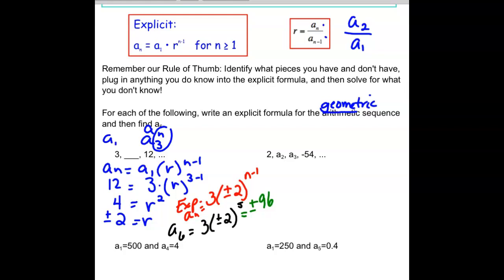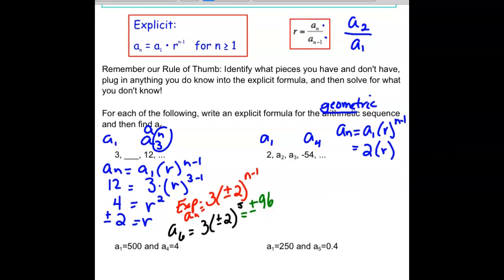All right, let's look at our second example here. Our first number is a 2. We do not know the second and third numbers, but we know the fourth number is negative 54. Okay, so we know the first number, we know the fourth number. Let's use those to figure out our r value. If we think about our generic explicit formula, we know our first term is 2. We do not know r. But we know that if we use an n value of 4, we should get an answer of negative 54. So we're getting negative 54 when our n value is 4.